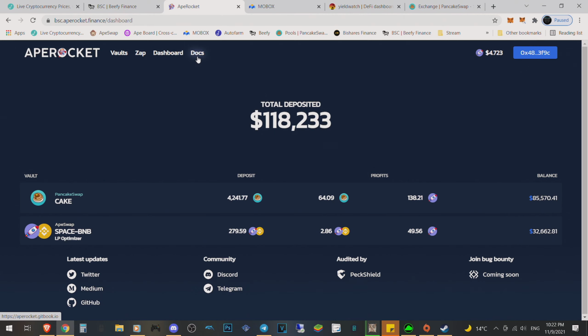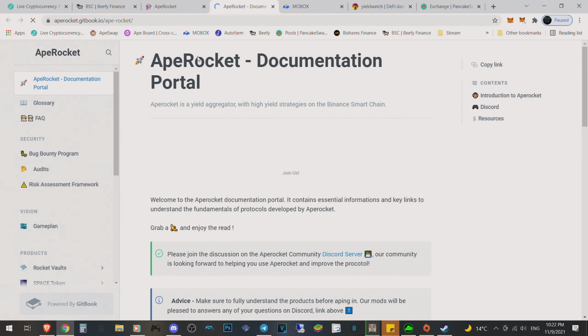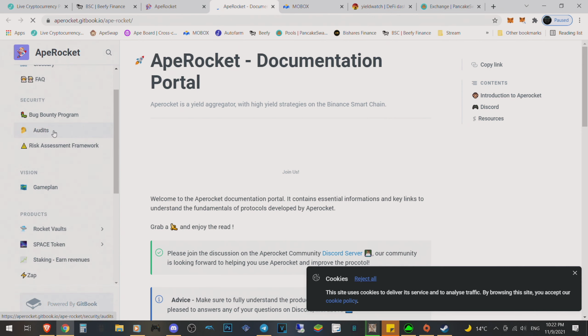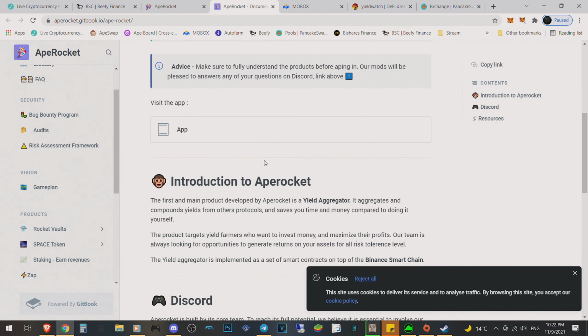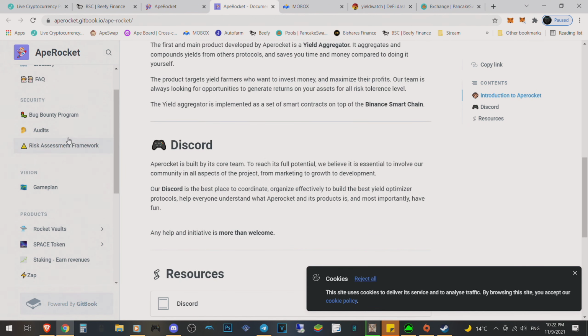And yeah, then they have the docs, which you can click on. You can read it. If I'm not mistaken, it's the white paper. You can find the white paper here, their audits and stuff like that, where you can just read up on what they're doing. And yeah, that's pretty much it. That is APEROCKET in a nutshell.